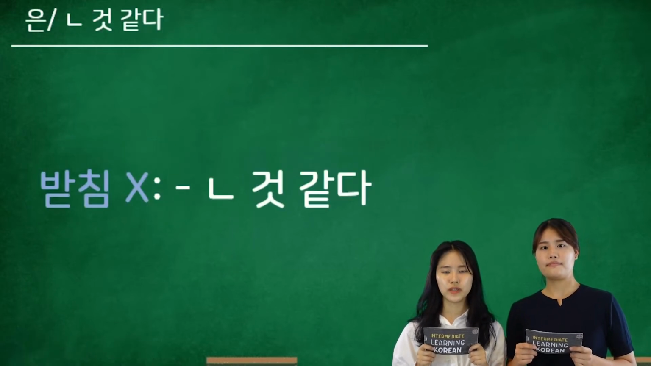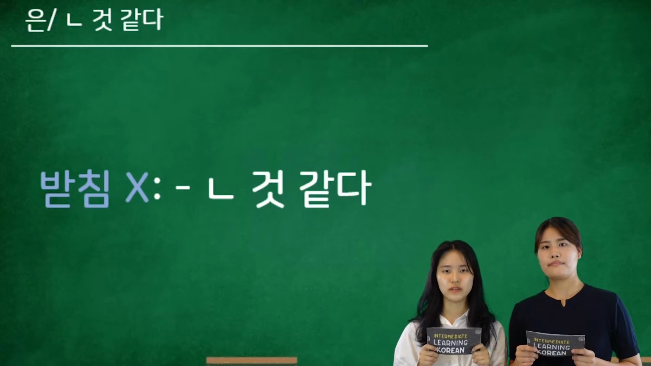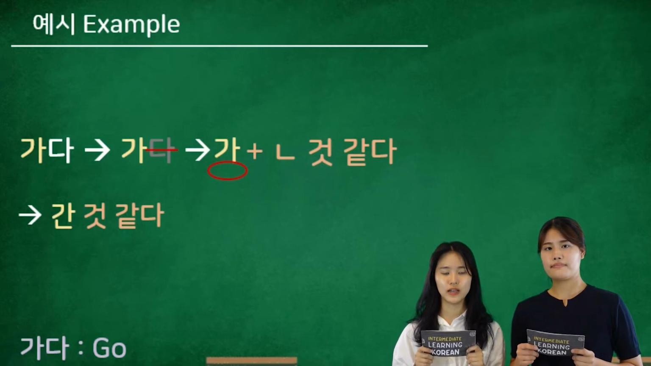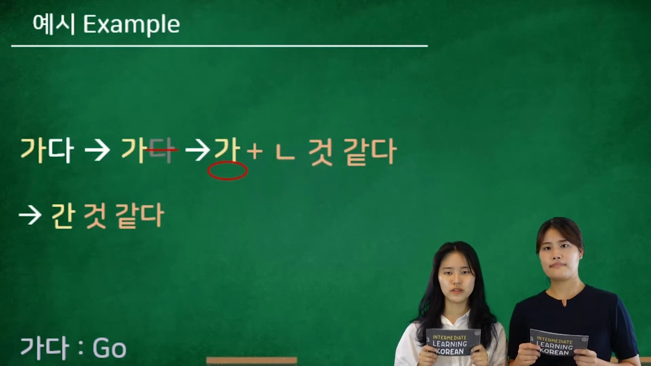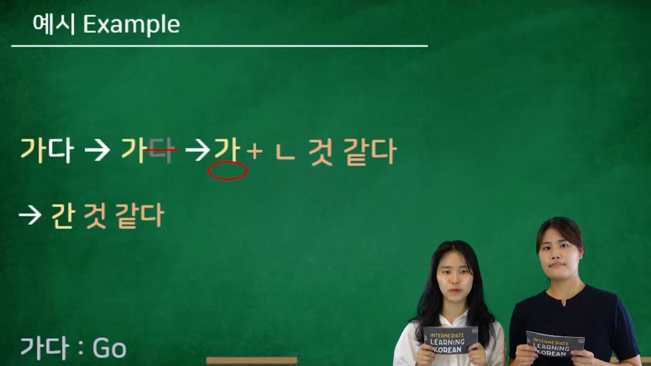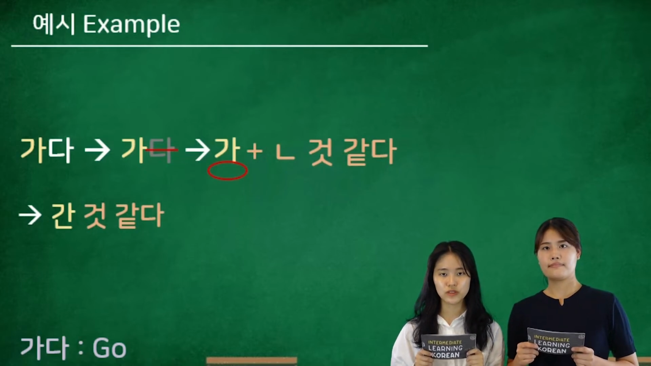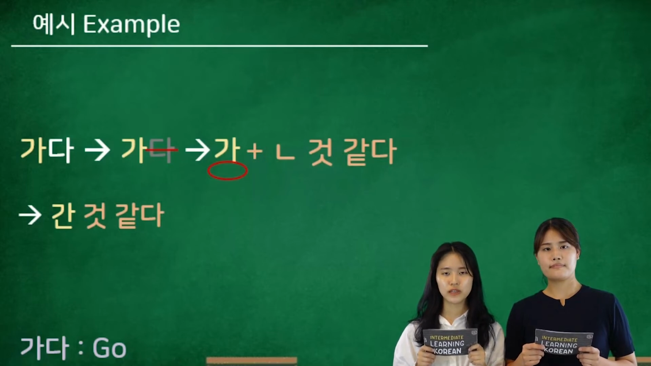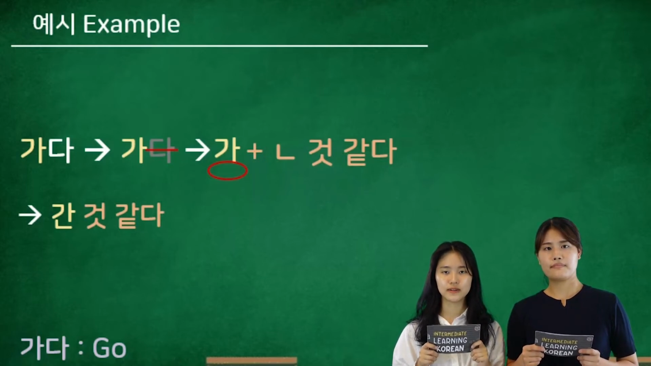When there is no final consonant in the stem, 니은 것 같다 is used. For example, if you see the verb 가다, first delete 다. So can you see that there is no final consonant in the stem of the verb? Then we use 니은 것 같다 after it. So it becomes 간 것 같다.